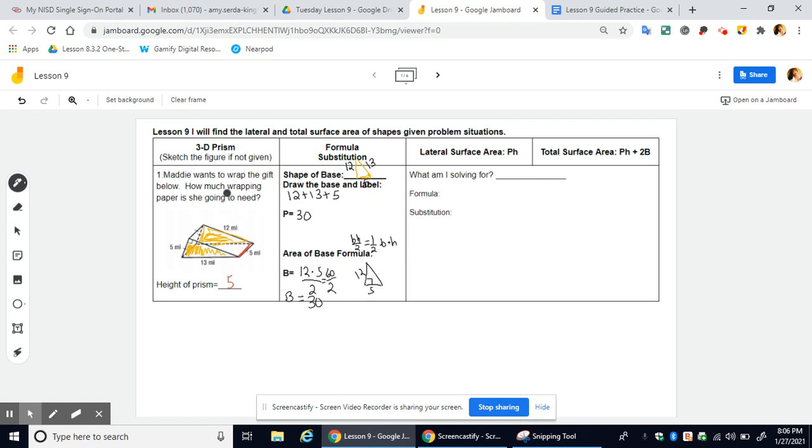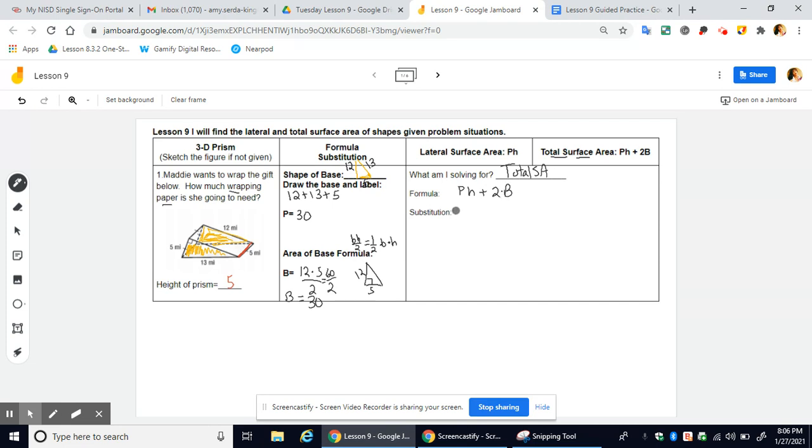So what am I solving for if I need to wrap the entire gift, right? I am solving for total surface area because I'm not going to just wrap the faces, I'm going to wrap the bases as well. So this is a total surface area problem. And the formula says I have to take the perimeter, multiply that by the height, and I have to add the area of the two bases, okay?